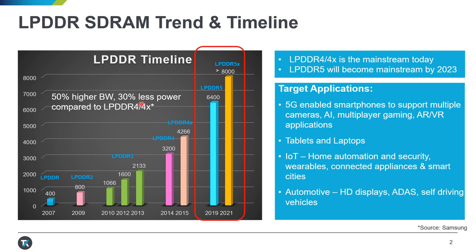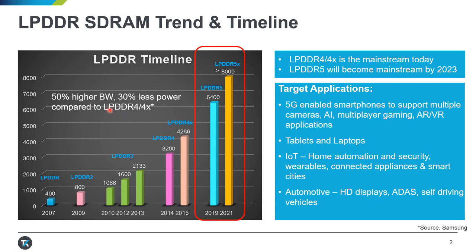This slide shows the trend and timeline of LPDDR SDRAM. As is the case with the DDR standards, speed and bandwidth typically doubles for every generation of SDRAM. We have come a long way from LPDDR1, and believe it or not, LPDDR2 is still in production, and so is LP3. LP4 and 4X are mainstream today, but it will be replaced by LPDDR5 by 2023.